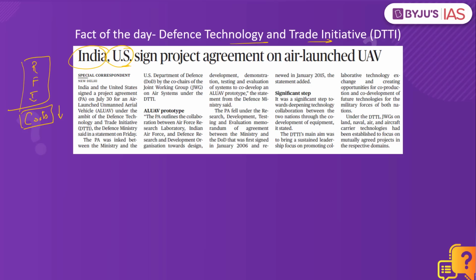So basically, the main aim of this Defense Technology and Trade Initiative is to collaborate in technology exchange and create new opportunities for co-production and co-development, where a project agreement will be initiated between India and the United States of America. They'll collaborate to develop a core technology whereby over a period of time they know the technology, and at the same time the cost of these products also becomes lower.